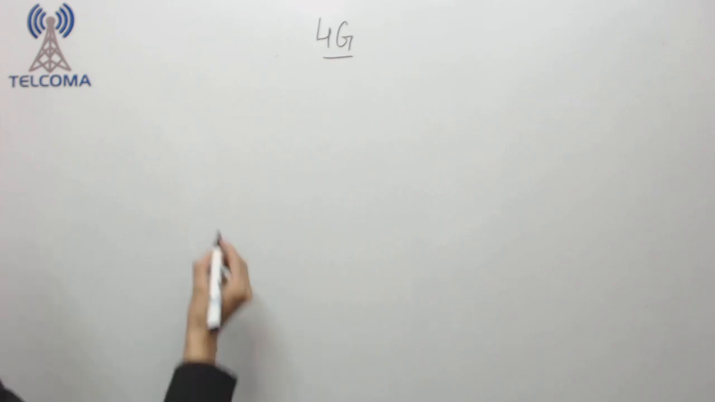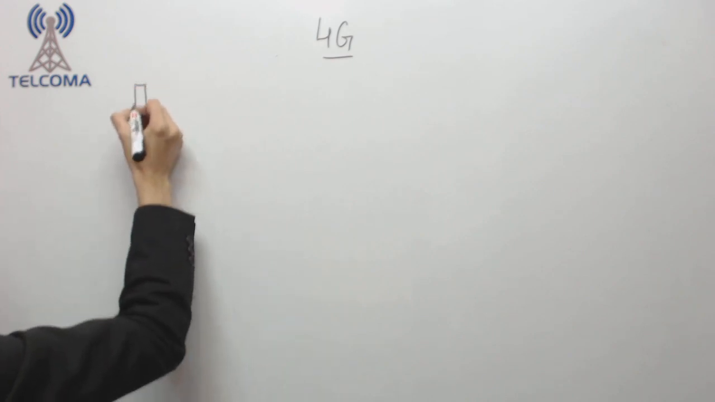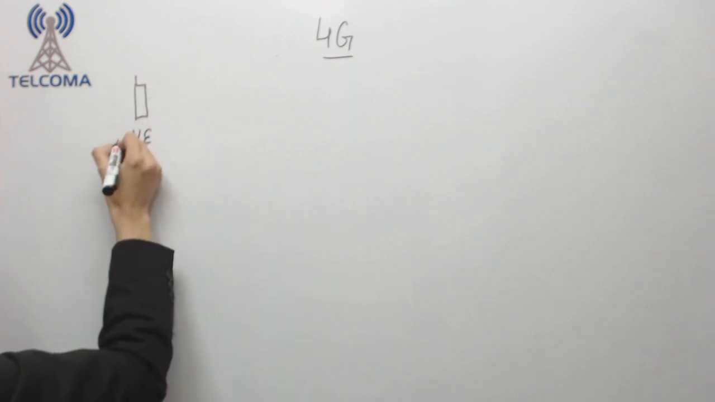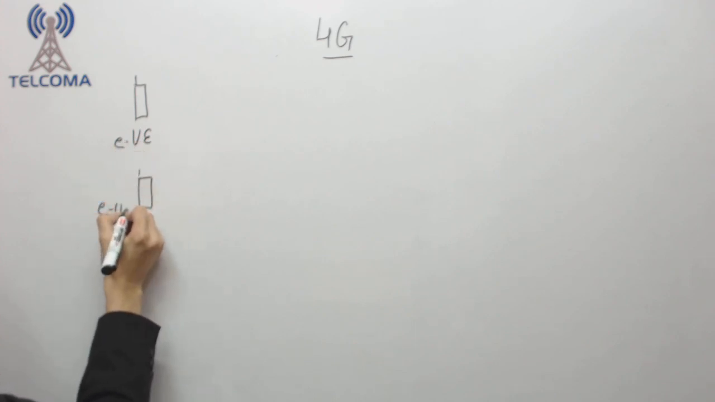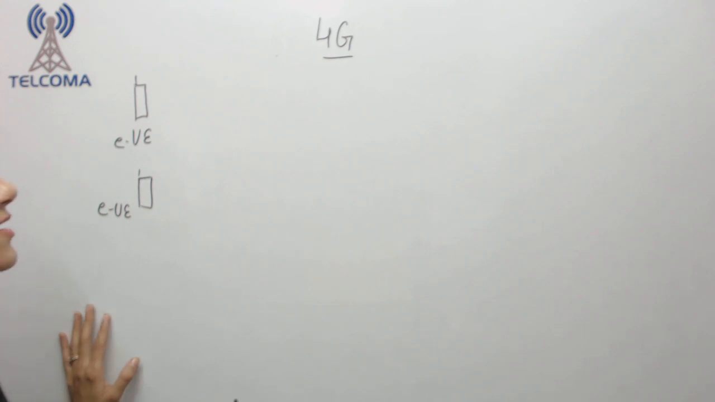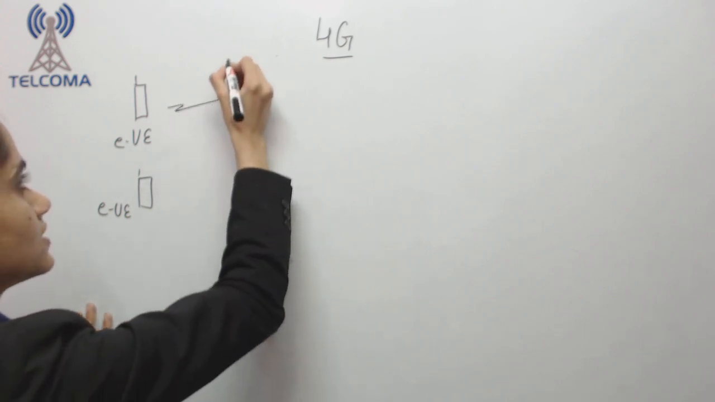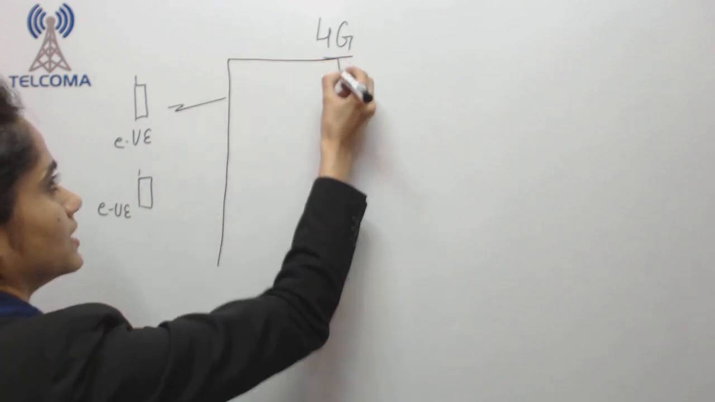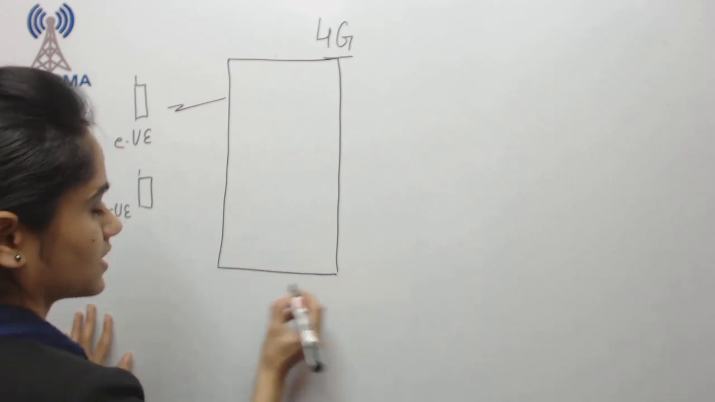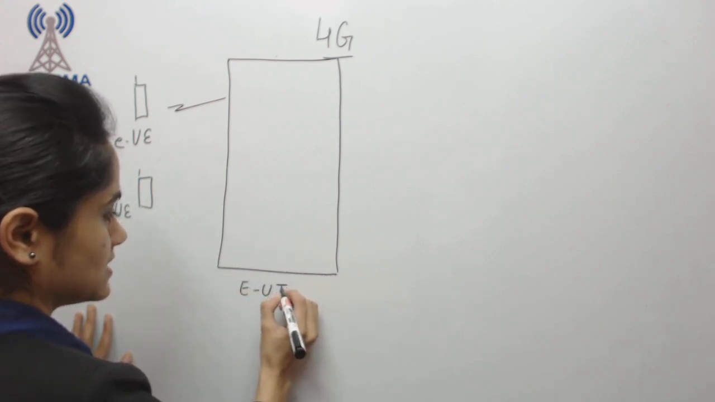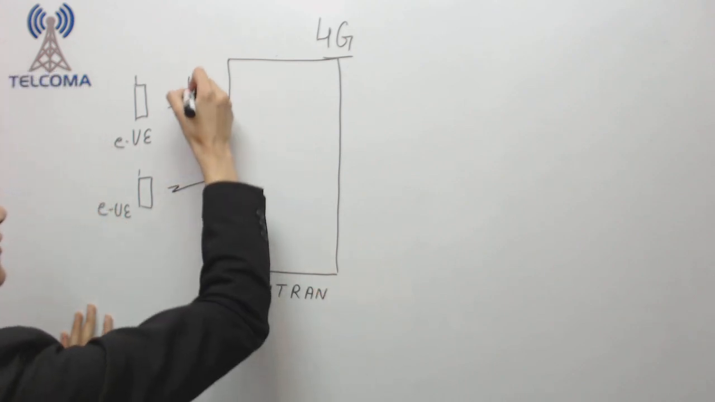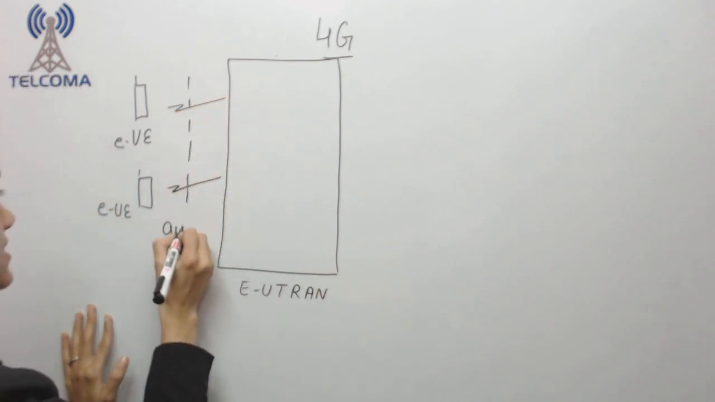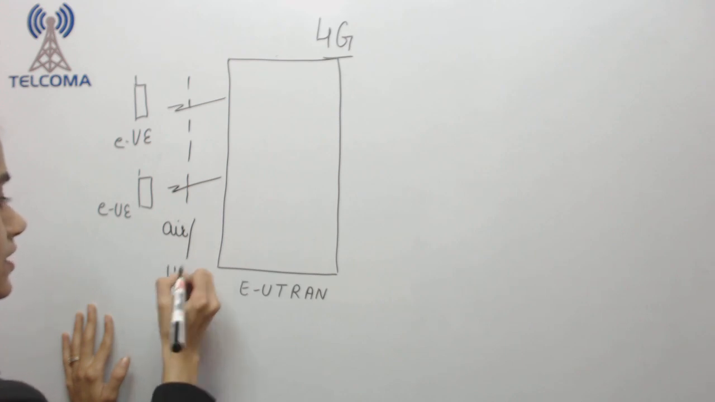So today we are going to discuss the evolved user equipment. As in the previous class we discussed the network architecture, we are continuing with that class. This user equipment is attached to the evolved universal terrestrial radio access network. If we talk about this interface, this air interface is called the Uu interface.